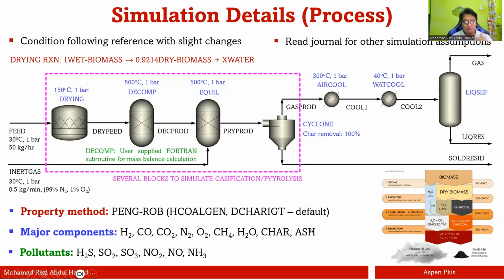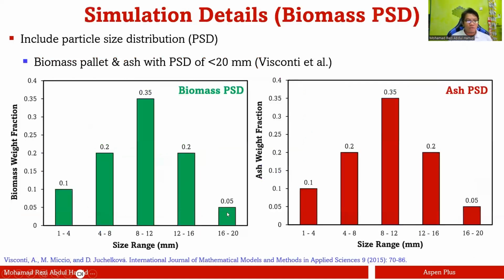We will compare later. And then in the paper, the pollutants that they are considering are H2S, because we have the element sulfur, SO2, SO3, NO, nitrogen dioxide, nitrogen oxide, and then ammonia. So we're going to use all of this in our simulation. I think that's pretty much it.